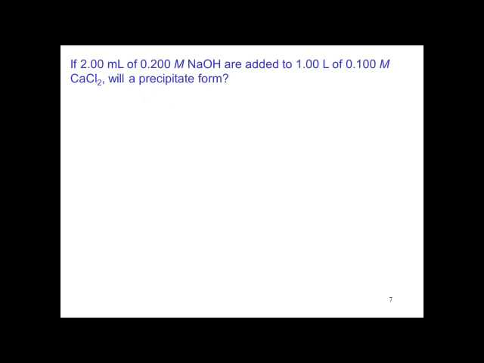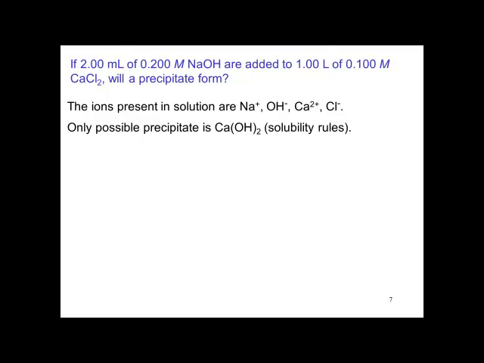Here's an example. If 2 milliliters of 0.2 molar sodium hydroxide are added to 1 liter of 0.1 molar calcium chloride, will a precipitate form? The ions present are sodium ion, hydroxide ion, calcium ion, and chloride ion. The only possible precipitate is calcium hydroxide according to the solubility rules. If you've forgotten the solubility rules, please review them. Is Q greater than Ksp? That will answer the question of whether a precipitate will form or not.